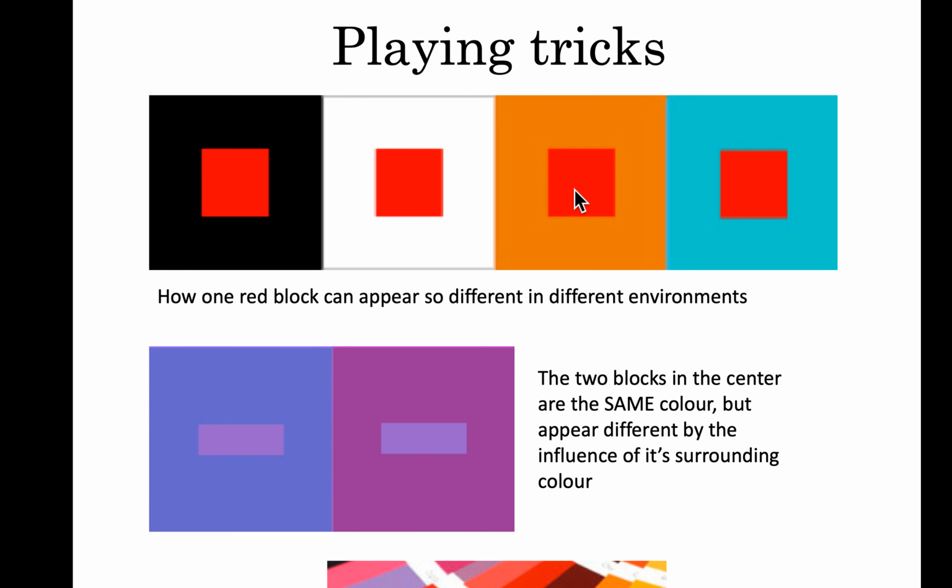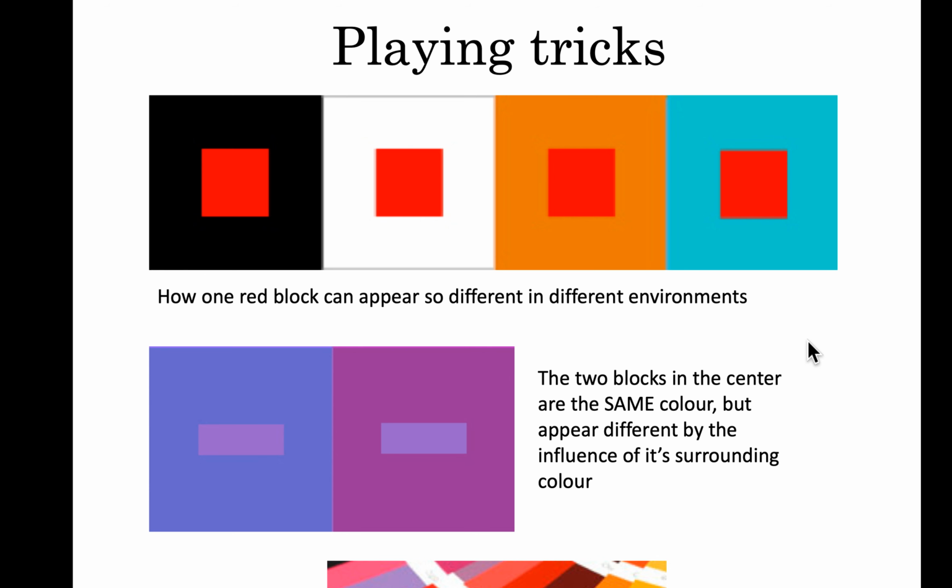But you can see how the appearance of the color changes based on the environment it's sitting in. Same with these 2 purples here, or violets. In the center here, the color is exactly the same in each of these 2 blocks. However, the environment it's sitting in can change the look of the color. So if you're familiar with the white dress blue dress phenomenon on Facebook, that's exactly what is happening there. We view colors differently based on the environment that we are in.